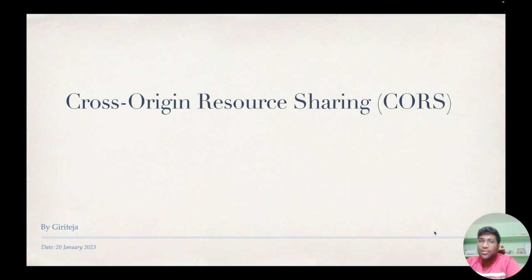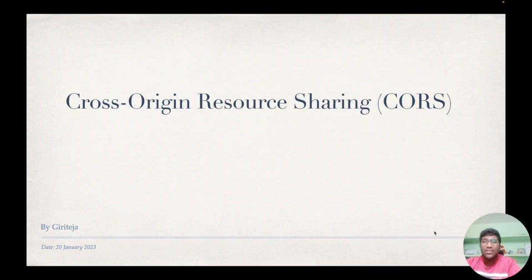In this video, we are going to talk about one of the security features available on web browsers, that is CORS policy. You might have heard this term many times, but you don't know what exactly it does. Its full form is cross-origin resource sharing. As the full form suggests, it has something to do with resource sharing between different origins. Origin here means domains.